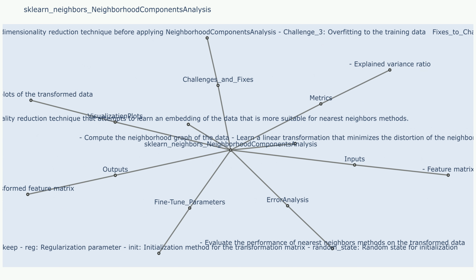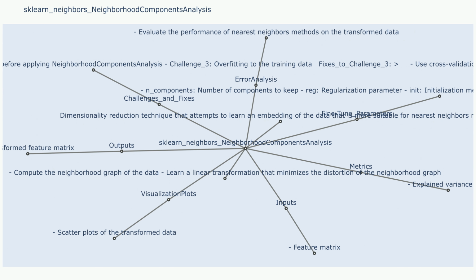Metrics: reconstruction error. This metric measures the difference between the original data and the reconstructed data after projection and back projection. It can be used to assess the quality of the dimensionality reduction. Visualization plots: scatter plot. This can be used to visualize the data in the original and projected spaces. This helps to understand how the neighborhood structure is preserved in the lower dimensional space.